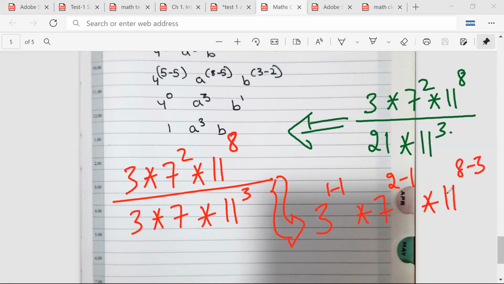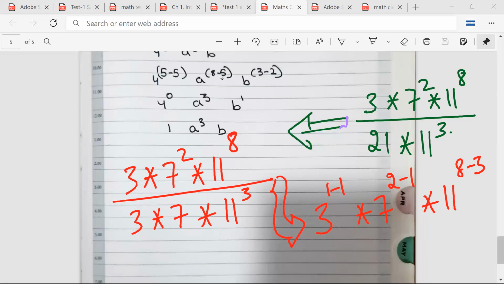Anybody has a doubt? Sir, so do you divide 21 by 3? No. See, usually when I get a question like this, if this was not an exponent chapter, I would have cancelled 3 and 7, then cancelled 7 and this, and then I would have got the answer. But in this topic, I'm trying to use the laws of exponents. Have you understood what I've said?